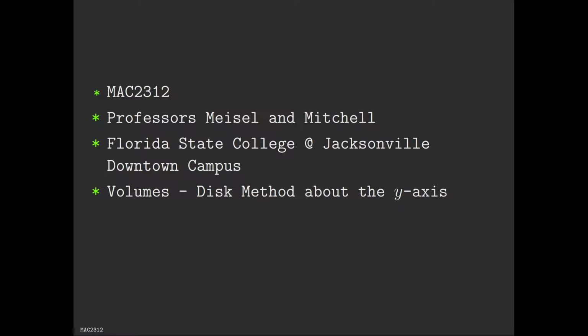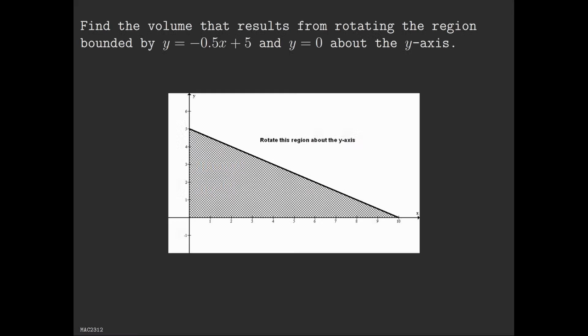This is going to be our third example of finding the volume of a solid of revolution. This time, though, we're going to go about the y-axis. So we're going to take this region that's bounded by the line y equals 0.5x plus 5, or you can think of this as negative 1/2 x plus 5 if you're more of a fraction person versus a decimal person. And we're going to rotate this around the y-axis this time.